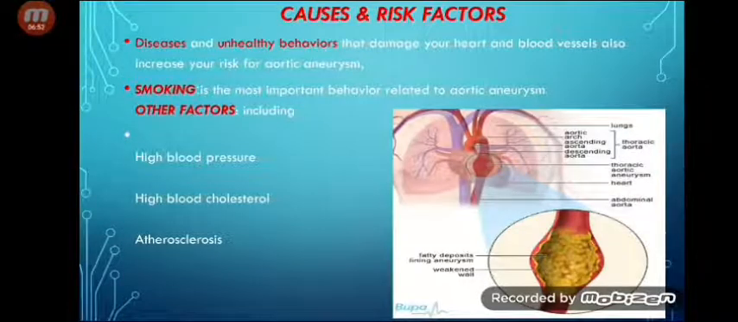We move to causes and risk factors. Diseases and unhealthy behaviors that damage your heart and blood vessels also increase your risk of aortic aneurysm. Smoking is the most important behavior related to aortic aneurysm. Other factors include high blood pressure, high blood cholesterol, and atherosclerosis. This picture in the slide shows atherosclerosis in the wall of the artery, accumulation of fat in the wall.